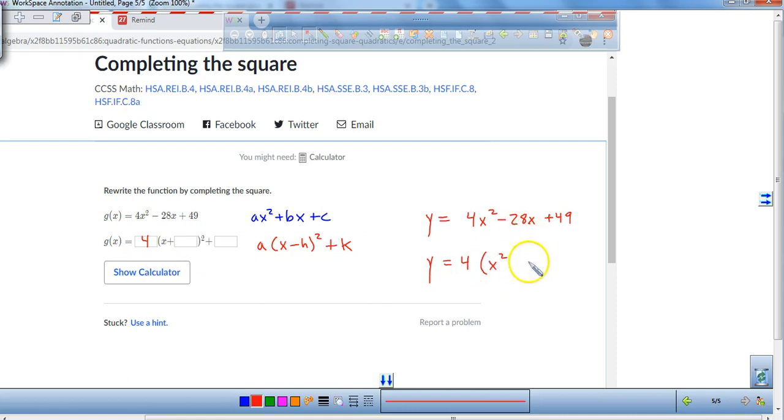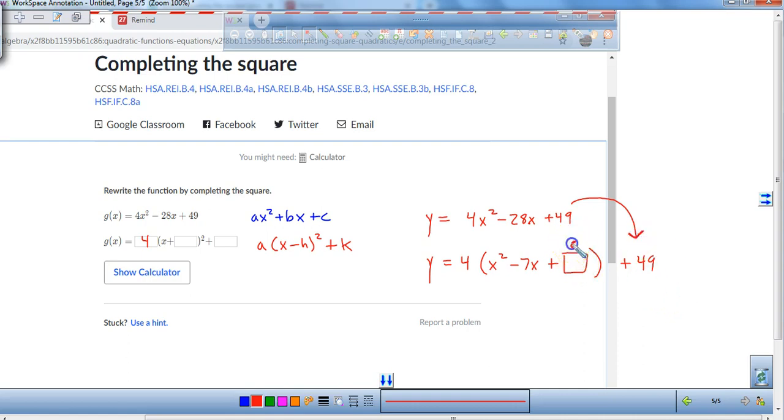When we factor out a 4 right here, that's going to make it minus 7x. I'm going to put plus an empty box because we're going to complete the square right there. That's going to be the c value. I'm going to move this plus 49 over to the right, off by itself. We'll worry about that later.